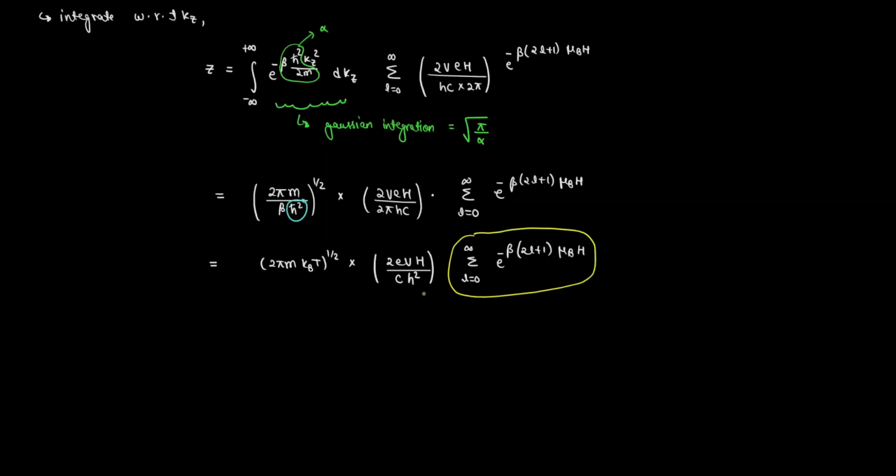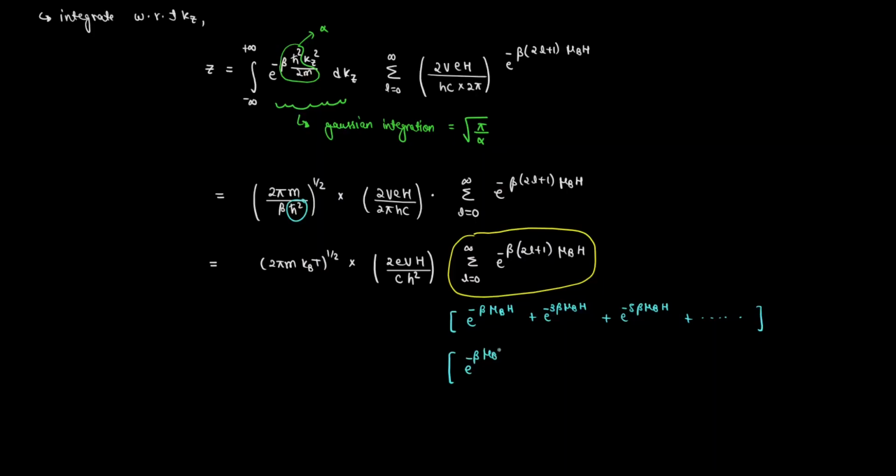Now it is time for the discrete summation. Let's try to expand this summation by putting the values of L. You will get e raised to the power minus beta mu_B h, plus e raised to the power minus 3 beta mu_B h, plus e raised to the power minus 5 beta mu_B h, and so on.